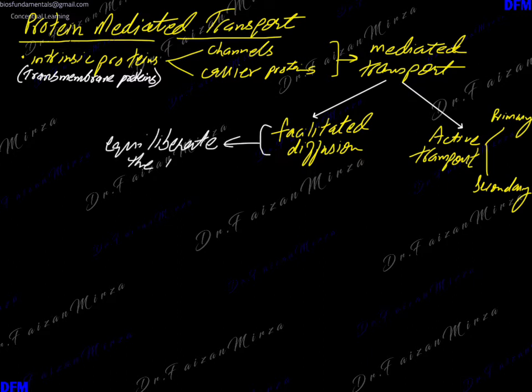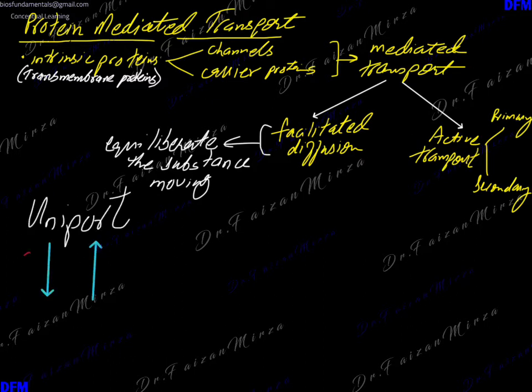Facilitated diffusion, since it's diffusion, equilibrates the substance moving in either direction, because it's actually just down the gradient, and it's just using the kinetic energy of the molecules. We use examples of uniports here, or symports, and antiports.